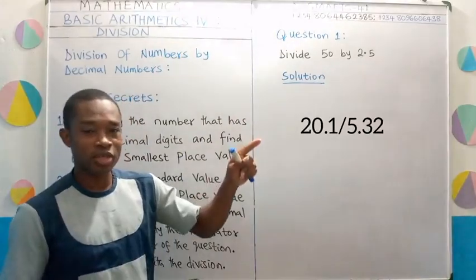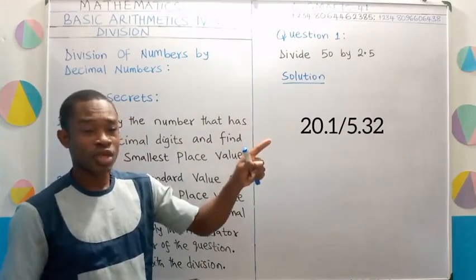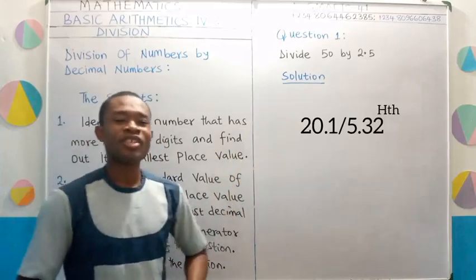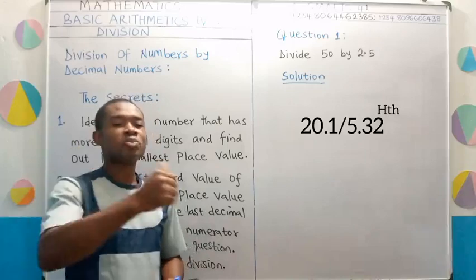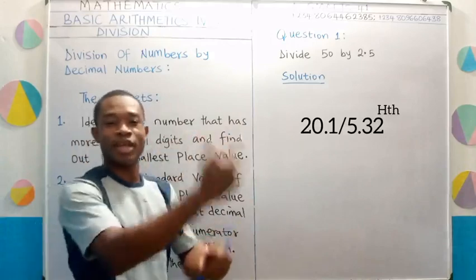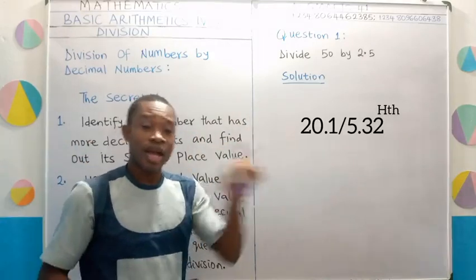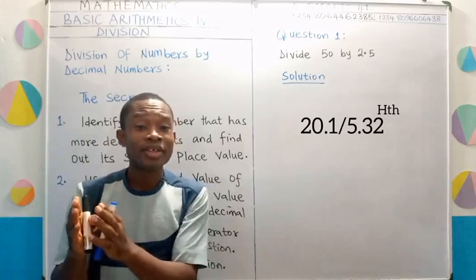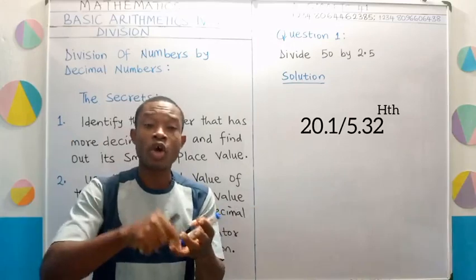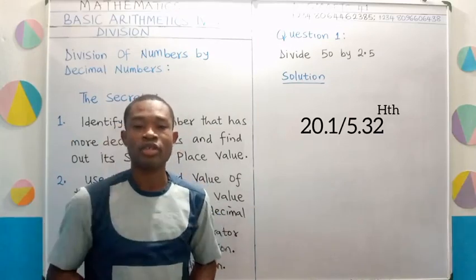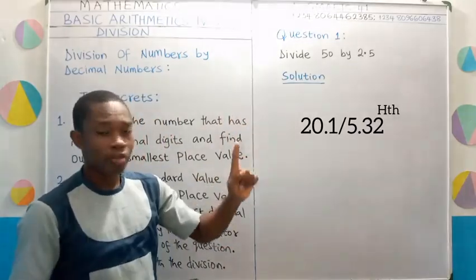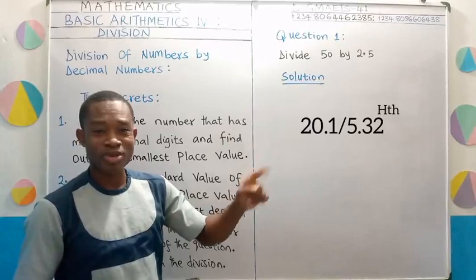And the smallest decimal digit, which is the last decimal digit there, is 2. The place value is hundredths. What I'm going to do now is to ask myself, which place value in whole numbers has a similar pronunciation, corresponds to hundredths? And of course, if you're talking about whole numbers, we have 100 in that case. That place value is called 100. The standard value of 100 is 100. So you are going to use 100 to multiply the numerator 20.1 and also multiply the denominator 5.32.